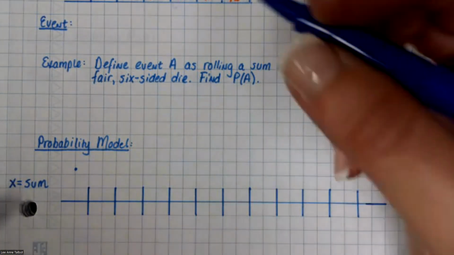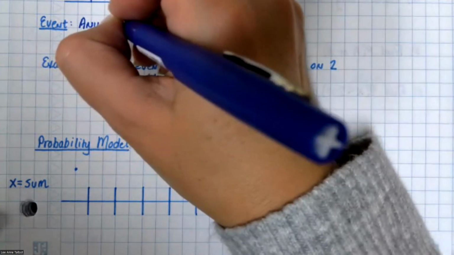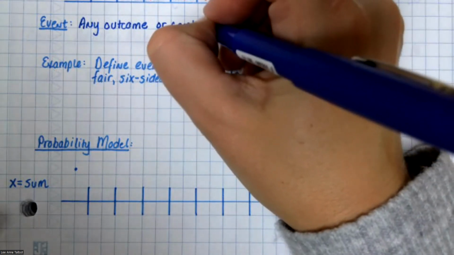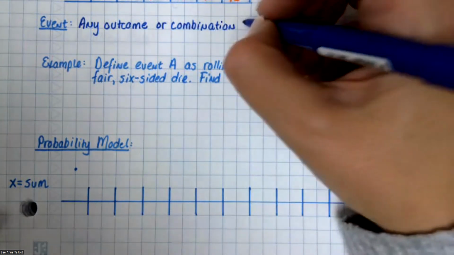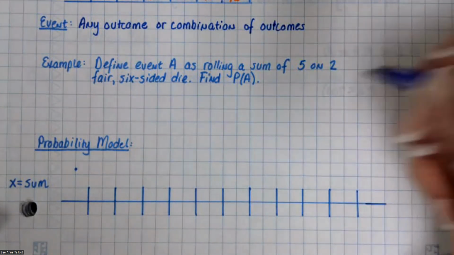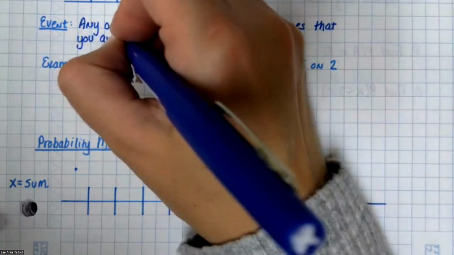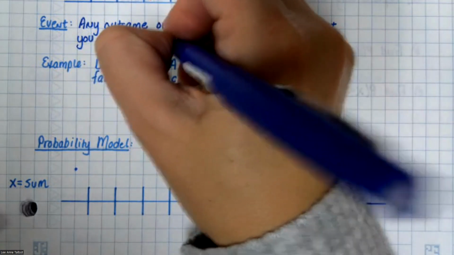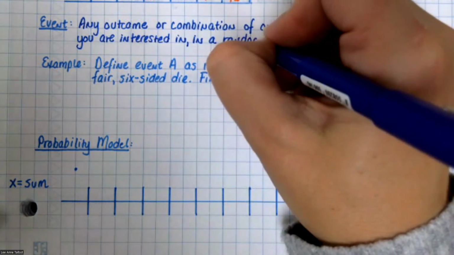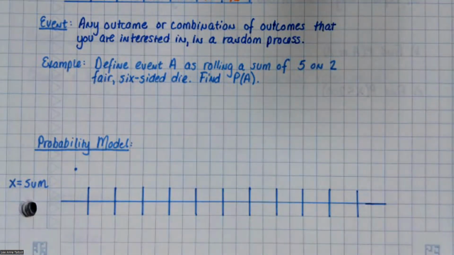Oh wow. Okay, anyway, so an event is any outcome or combination of outcomes that you're interested in a random process.